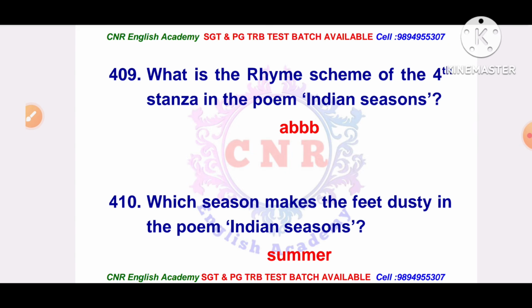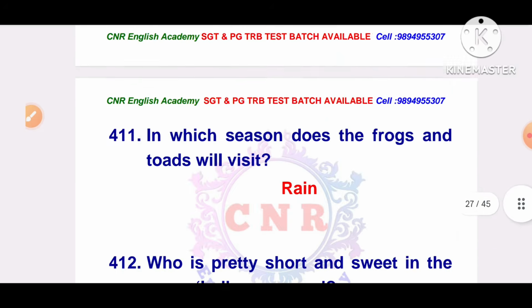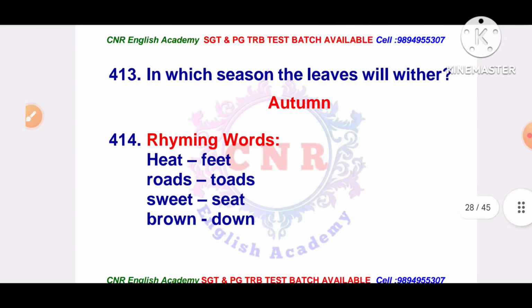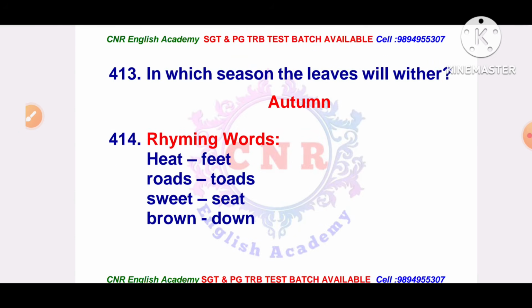Which season makes the feet dusty in the poem Indian Seasons? Answer: summer. Next one. In which season do the frogs and toads visit? Answer: rain. Next one. Which season is pretty, short and sweet in the poem Indian Seasons? Answer: spring. Next one. In which season will the leaves wither? Answer: autumn. Identify the rhyming words in the poem Indian Seasons. Answer: heat, feet, roads, toads, sweet, seat, brown, down.